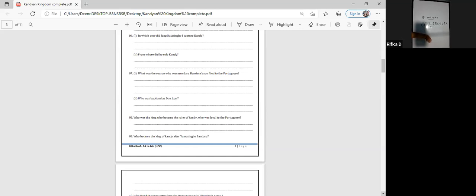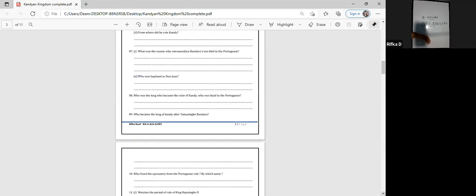Right. Who was baptized as Don Juan? So after he fled to the Portuguese, he also converted to Christianity and was baptized as what? Don Juan. Who was baptized as Don Juan? That was Konappu Bandara. Right?